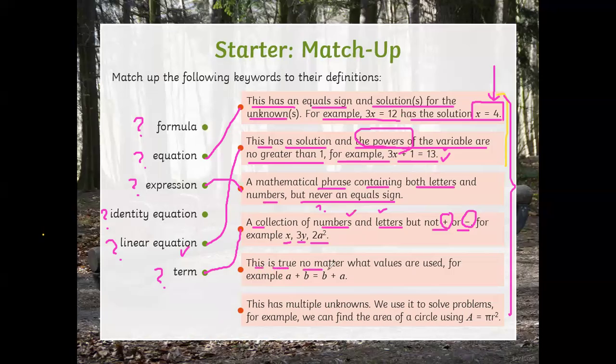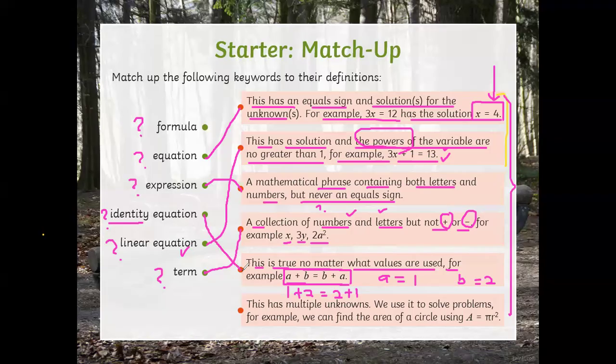Okay? Now, let's look at this. This is true no matter what values are used. For example, A plus B is the same as B plus A. Guys, if you get confused by these kinds of formulas, the trick is replace it with a number. Make A as 1 and B as 2. Now, when you do this, you will see 1 plus 2 is the same as 2 plus 1. You may think that this is so simple. 1 plus 2 is the same as 2 plus 1. But what is the mathematical law behind this? It's an equation. So it's an identity equation.